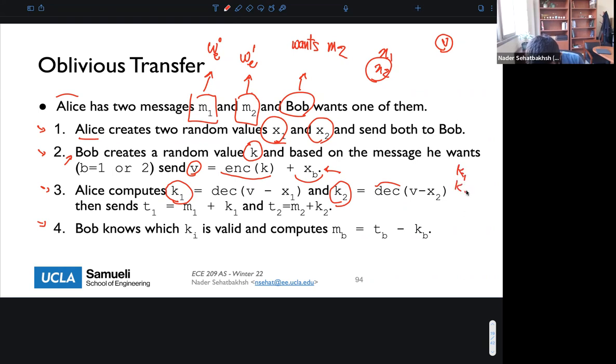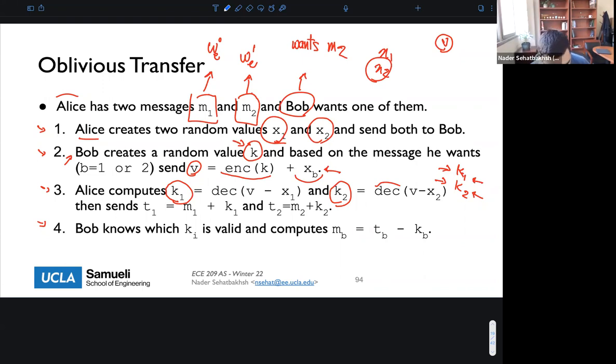This way she gets k1 and k2, right? But again, there is no way Alice knows which one is the correct value. She has access to x1 and x2, so she subtracts x1 from V and x2 from V, then decrypts both of them and gets k1 and k2. Either one of these 2 is the actual value that Bob has selected here. But at this point, Alice has no idea which one is which, right? She just guesses that these are the two values, but there is only a 50% chance that this guess would be correct, right? And that's what we want.